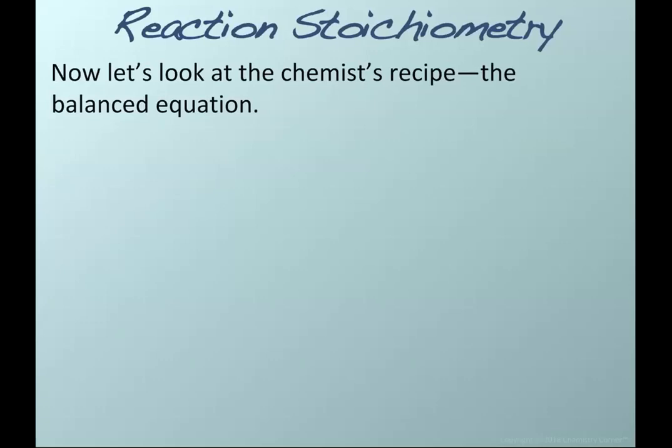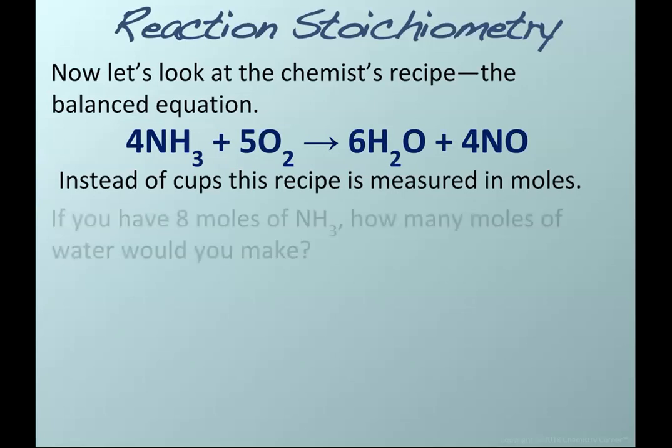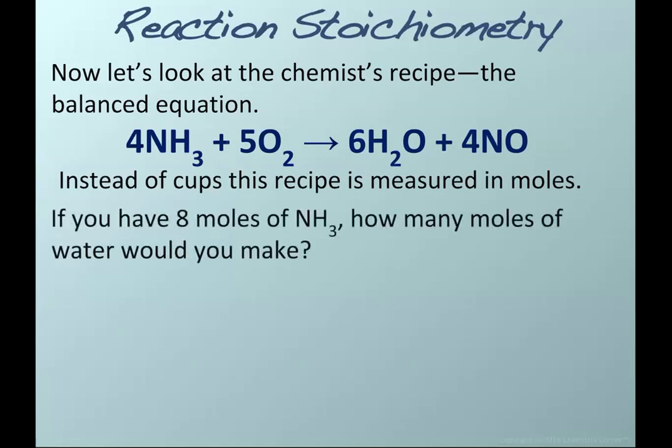So now let's look at a chemist's recipe instead of a recipe for some cookies. A chemist's recipe is a balanced equation. So here we've got a balanced equation. This is on your notes now. And instead of cups, this recipe is going to be measured in moles. So if you have 8 moles of NH3, how many moles of water would you make? 12. Because if you have 4 moles, you make 6 moles of water. So if you have 8 moles, you're going to make 12.